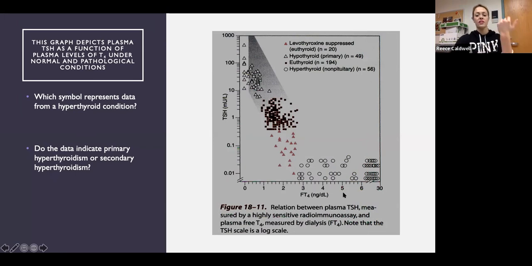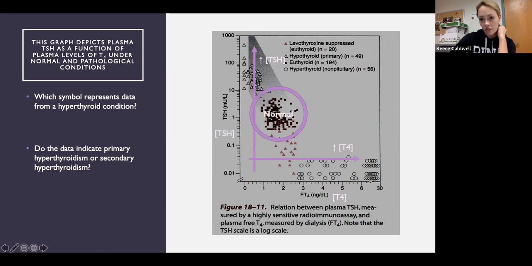So let's first figure out what this graph is telling us. The x-axis is telling us the concentration of T4, and the y-axis is telling us the concentration of TSH. So we see T4 there and TSH there. As we move along the x-axis, we're increasing the production of T4. And as we move along the y-axis, we're increasing the production of TSH. These middle values here, this big circle, this block of values, those are normal values. Here we see some pathological conditions. Those are what those values represent.